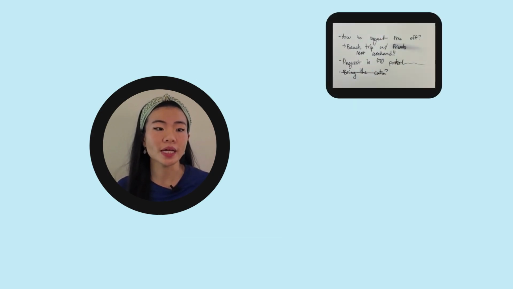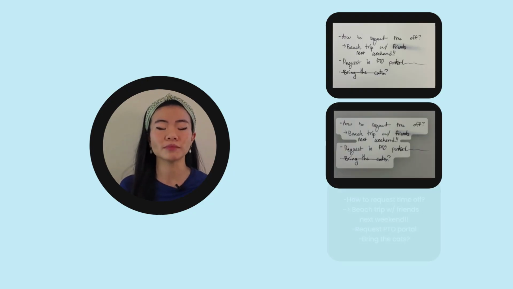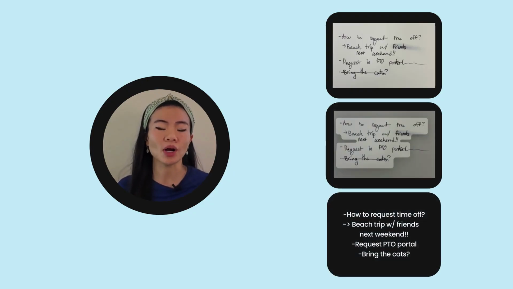Now for OCR, you can ask questions of something written down on a notepad from a meeting, like how to request time off, right? Or request PTO. So it's able to make this process much easier. And so it's a very, very powerful model to combine these two types of inputs.